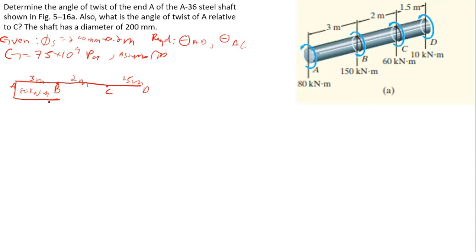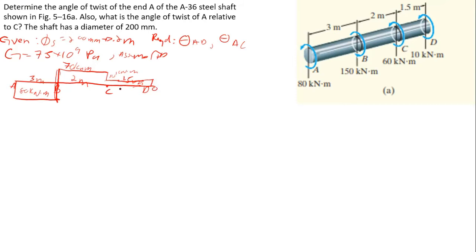And then pagdating dito sa point B, nagkaroon tayo ng clockwise rotation. So clockwise, so positive. So negative 80 plus 150, meron tayong 70. So aangat tayo dito ng 70. And then, nag-travel lang siya ng diretso hanggang makarating sa point C. Pagdating sa point C, nagkaroon tayo ng counterclockwise rotation na 60 kilonewton meter. So, from 70, bababa tayo ng 60. So, dito, magkakaroon tayo ng 10 kilonewton meter lang. And then, nagdire-diretso siya hanggang point D. And pagdating sa point D, nagkaroon tayo ng 10 kilonewton meter na rotation na counterclockwise. So bababa siya, kaya napunta siya sa origin natin, or zero, yung torque pagdating natin dito.